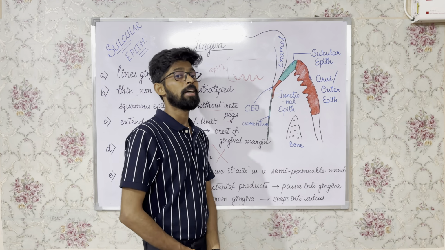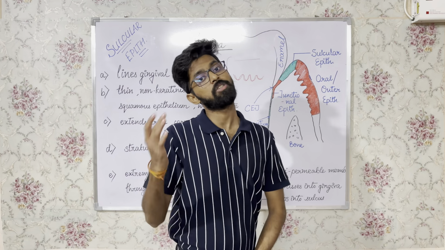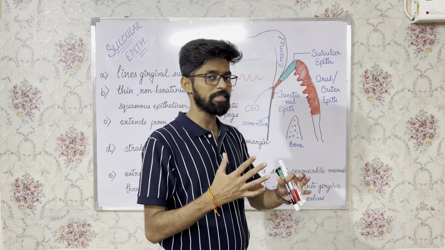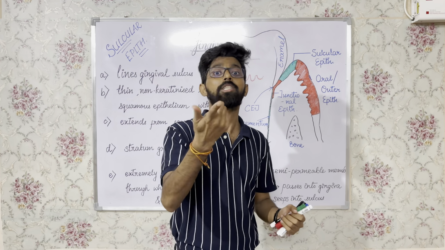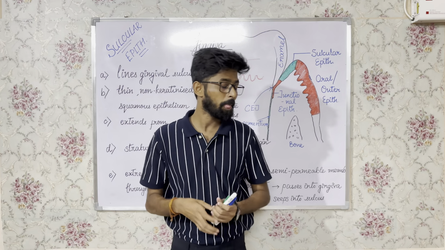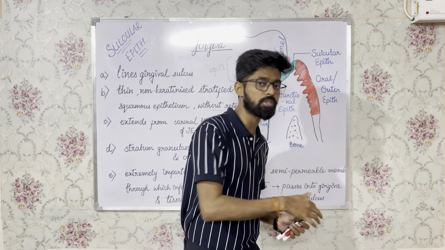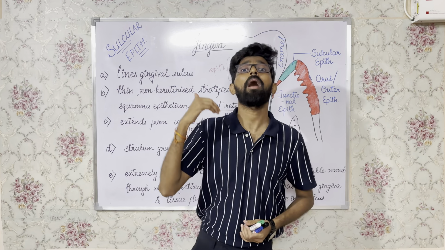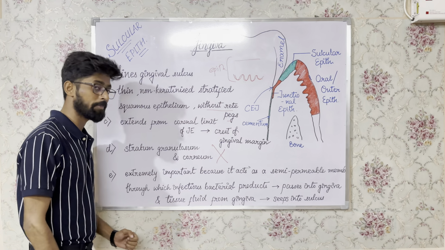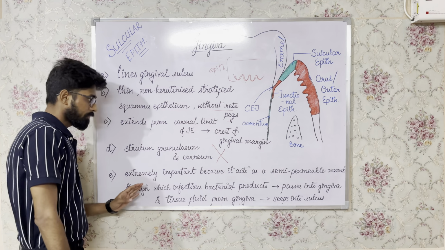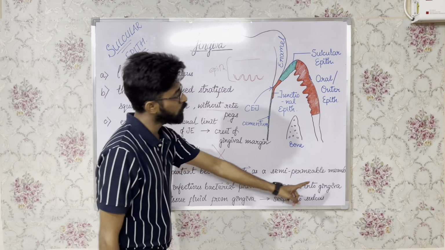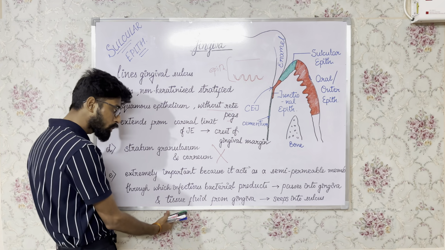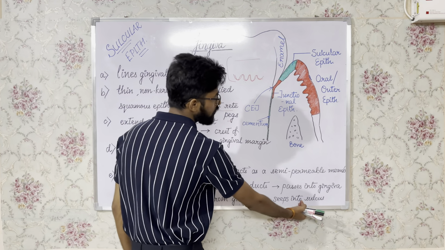Semi-permeable membrane means it is permeable to some and it is not permeable to others, right? Means एक पर्दा है, a parda kind of cloth, which allows passage. Parchment membrane is an example of a semi-permeable membrane. So it allows the passage of some particles while restricting the passage of some other particles. So sulcular epithelium in the same way acts as a semi-permeable membrane, and what it does, it allows the passage of infectious bacterial product into the gingiva, and tissue fluid from the gingiva seeps into the sulcus.